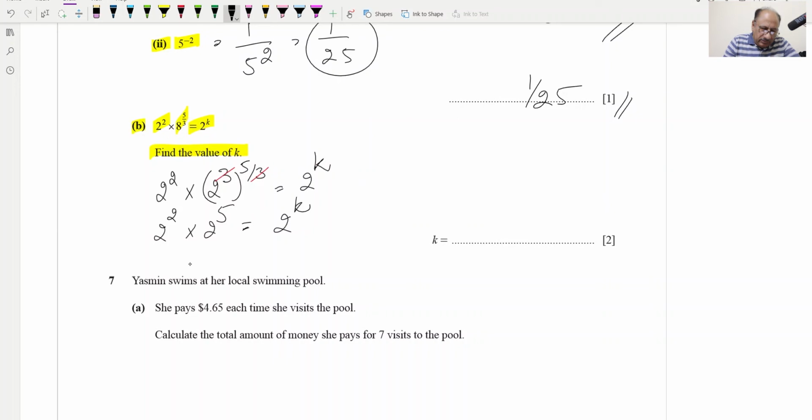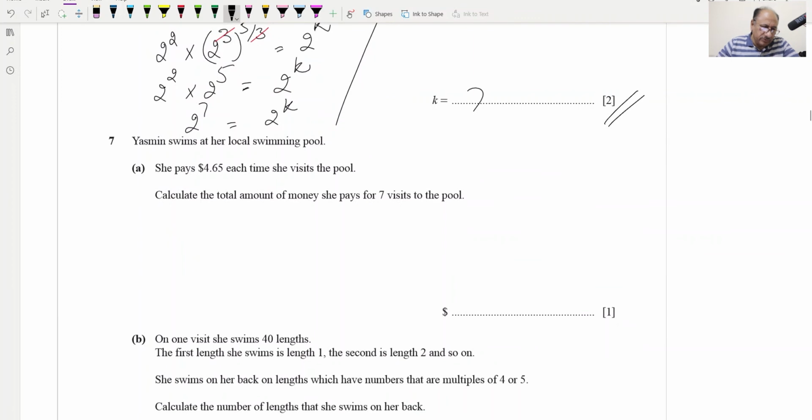Now we can rewrite it as 2 raised to power 2 plus 5 will be 7, and this will be equal to 2 raised to the power k. So bases are same, so powers we can compare. So we can write k value is equal to 7. So this will be 2 marks part which we are done. Hopefully you got this also.